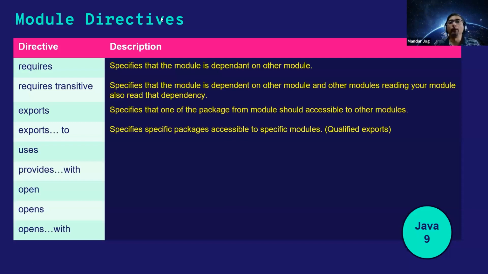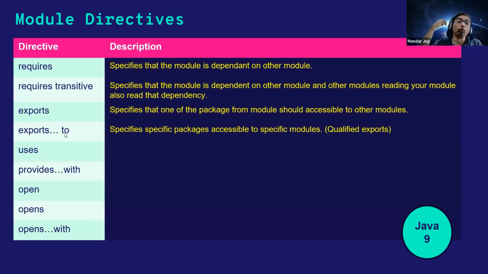When I say I'm going to export pack 3, it says that anyone who is referring to my jar file, inside which the module is present, can use only pack 3. Pack 1 and pack 2 are used for my internal calculations or my internal business logic. I can still encapsulate it more by saying exports to.